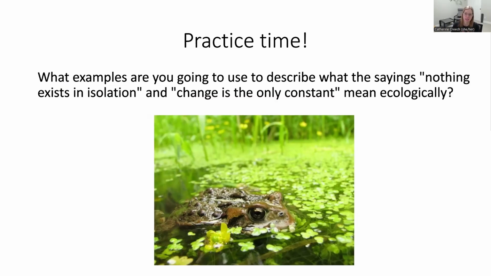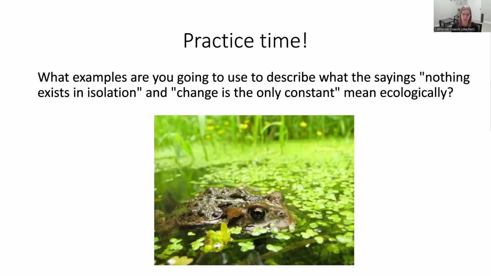For nothing exists in isolation, you could talk about coevolution, you could talk about symbiosis, you could talk about niches and competition, you could talk about different types of mimicry, warning coloration, trophic cascades. There's so much that relates to this overall idea. And change is the only constant also has a lot that you could relate to it. So there isn't one right answer. You could really connect almost anything that we've talked about to these concepts.